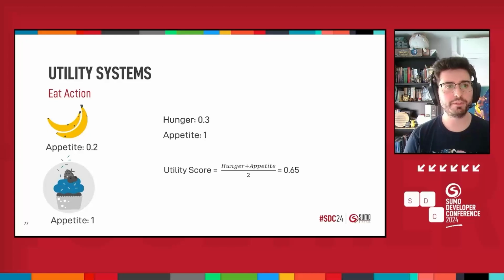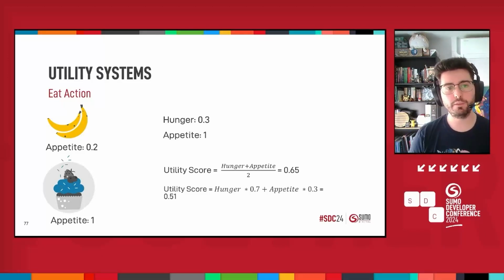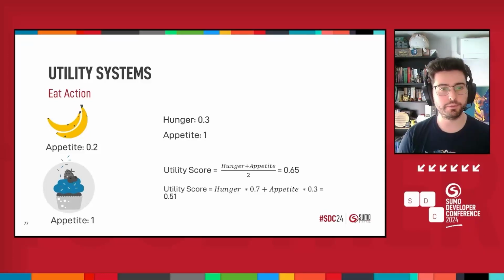But maybe in a real world scenario, we shouldn't just let appetite have the same weight as hunger. You know, hunger relates to our survival. So maybe we'll add a weight and we'll say that we want hunger to constitute 70% of our score, while appetite only 30%. And now we'll get a better result that more realistically portrays what we're after.